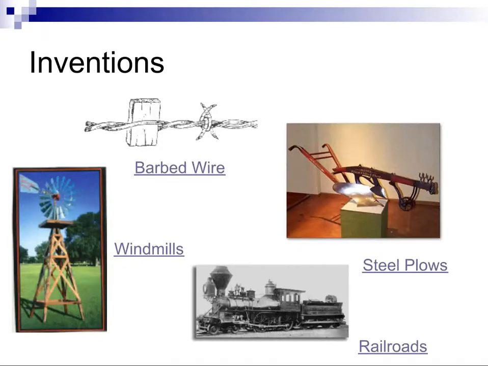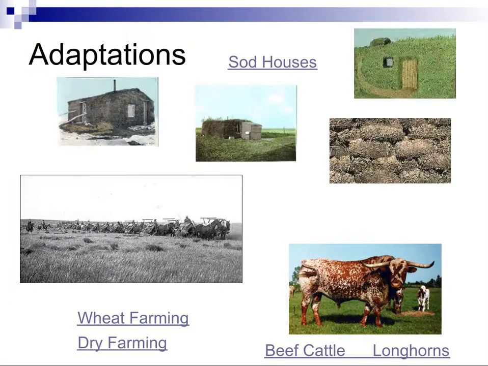Different inventions, I'm going to talk about these more in detail, but pictures for you: barbed wires, windmills. The railroad I won't talk as much about because we're going to cover that in a later video, but the railroad's extremely important because it allows goods to be moved to the plains and back to the east coast or to the west coast. So it makes travel a lot easier. Steel plows, we'll talk about later.